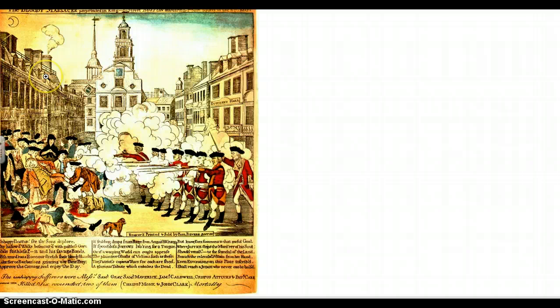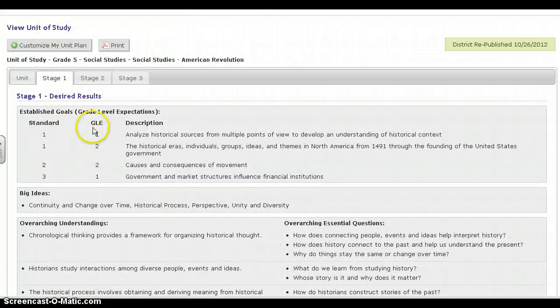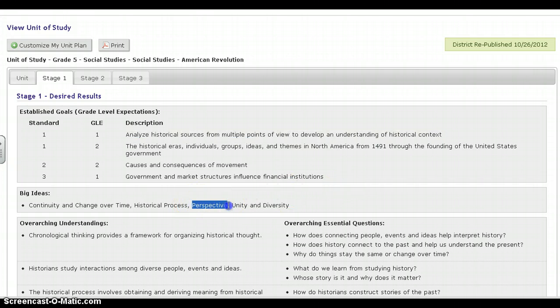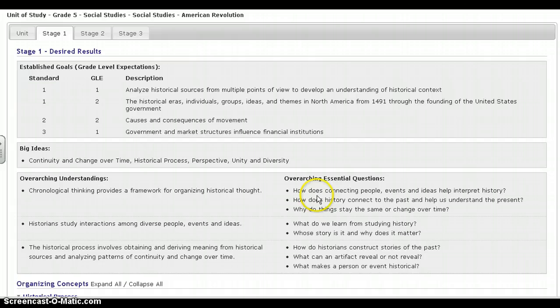So once I've chosen my primary source, I want to identify what the students will get out of analyzing this primary source. So I'm going to go back to the CAP documents and find that the grade level expectation for this primary source is going to be analyzing historical sources from multiple points of view to develop an understanding of historical context. The big idea that we're going to keep in mind is perspective. And my overarching essential questions are: how does connecting people, events, and ideas help interpret history? And what can an artifact reveal or not reveal?